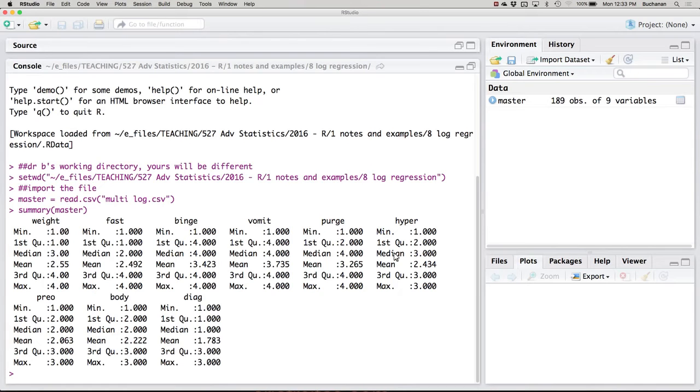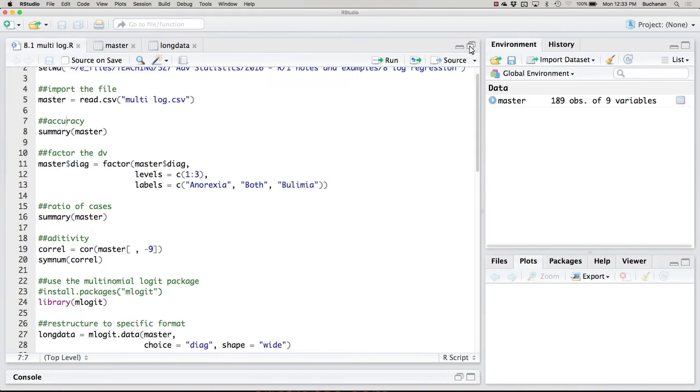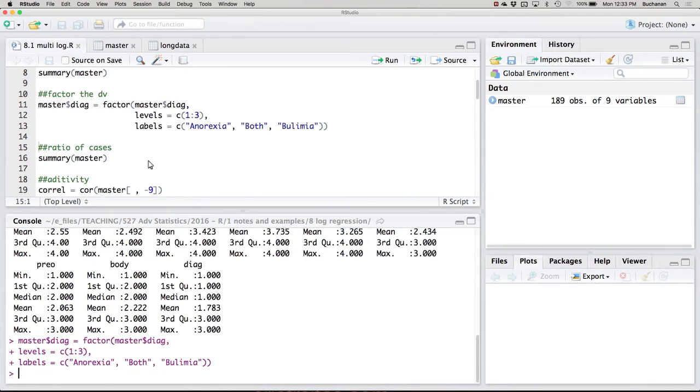But my diagnosis variable at the moment is 1 through 3. So we need to make sure we change that to a categorical variable or none of the rest of this will work. So I did that on lines 11 through 13.